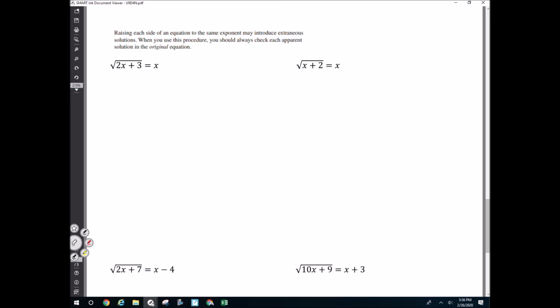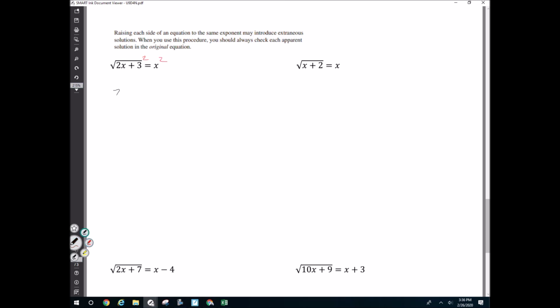Can't subtract the 3 because the 3 is under the square root. I've got to get rid of the square root first. What do you think, Ms. Birch? Don't square root both sides. Square both sides. Okay, here we go. Square both sides.